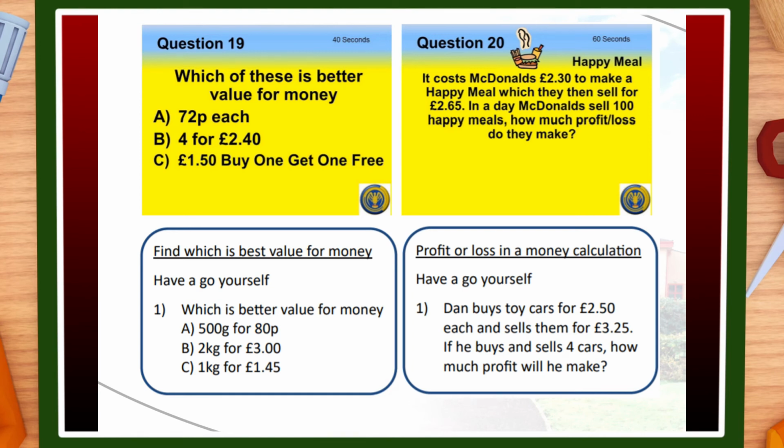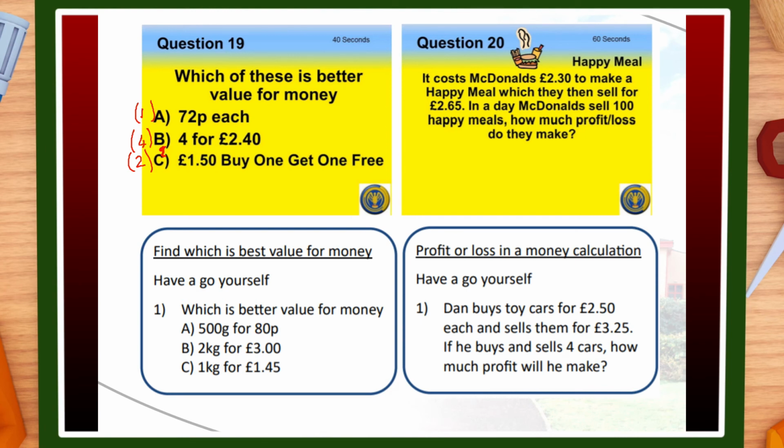And the first thing I would always encourage pupils to do is work out how many am I getting for the price quoted. So in A, 72p each. That means I am getting 1 for 72p. In B, 4 for £2.40. So I'm getting 4 for that price. In C, £1.50, buy one, get one free. So I'm getting 1 and then 1 free.